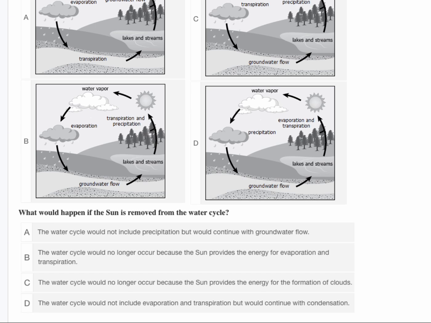What would happen if the sun is removed from the water cycle? A. The water cycle would not include precipitation but would continue with groundwater flow. B. The water cycle would no longer occur because the sun provides the energy for evaporation and transpiration. C. The water cycle would no longer occur because the sun provides the energy for the formation of clouds. D. The water cycle would not include evaporation and transpiration, but would continue with condensation.